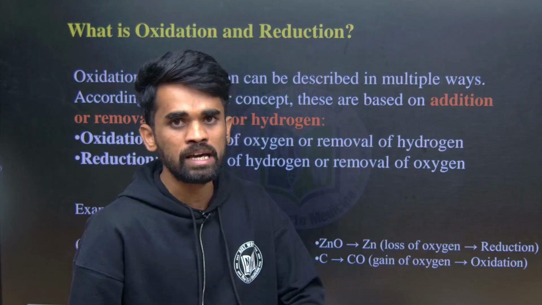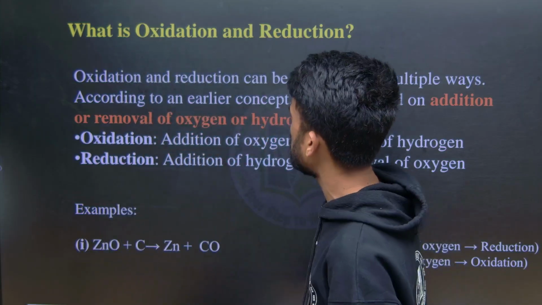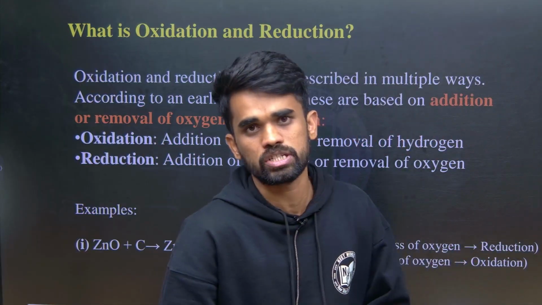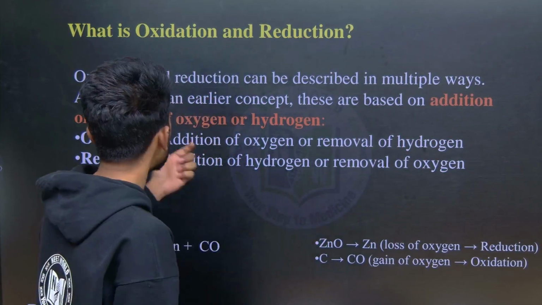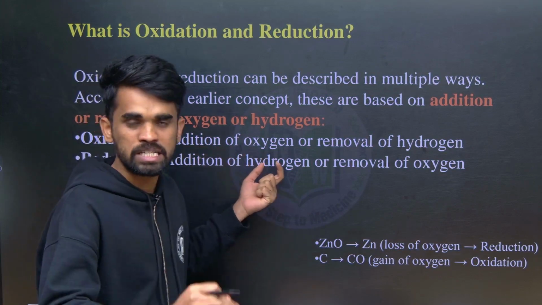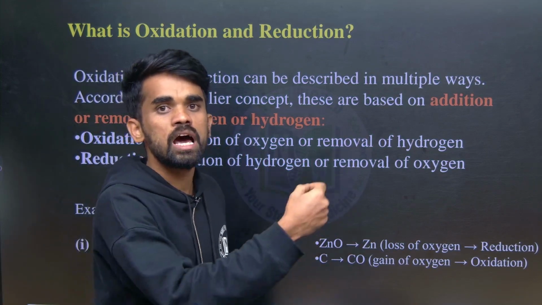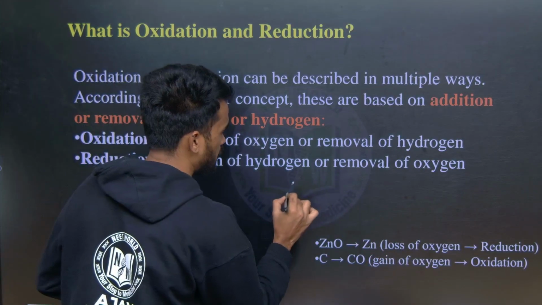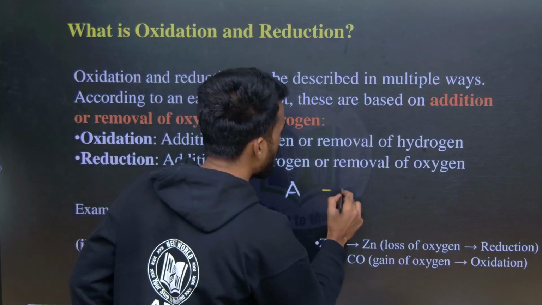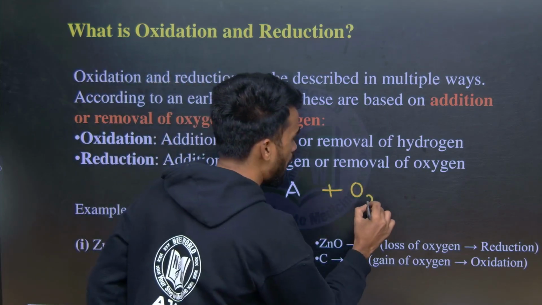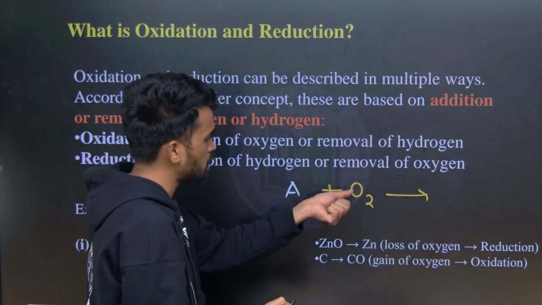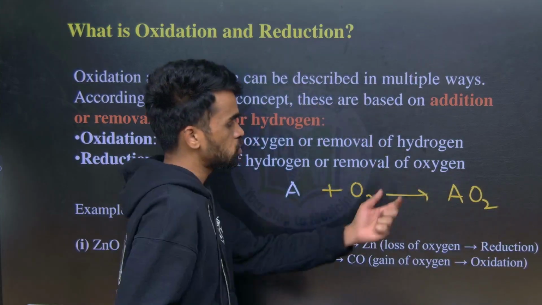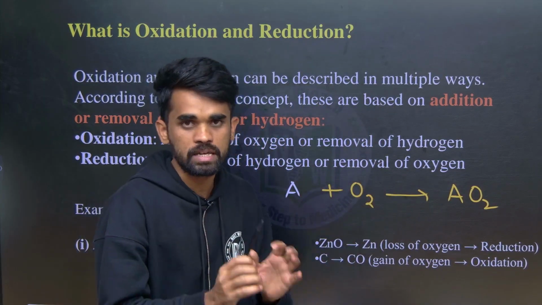So what exactly are the oxidation and reduction processes? There are different ways to express them. The basic one: addition of oxygen is considered an oxidation process, or removal of hydrogen is also considered an oxidation process. For example, I have an element A. If I add oxygen to this species, it forms an oxide. So this process is oxidation. I hope it is clear.